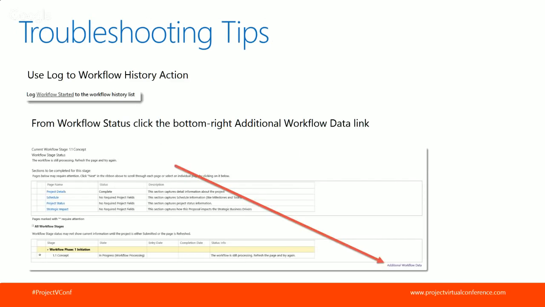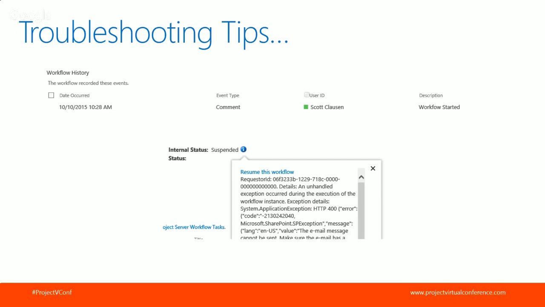So as you're testing, some quick troubleshooting tips. When you're looking at the workflow status page, if something goes wrong in your workflow, it's kind of hard to find on the workflow status page. It's the bottom right. There's a little link for additional workflow details, and that will show you this page. You want to look at what's called the internal status of the workflow, and if it's suspended or canceled or terminated, you can highlight that little information icon and it'll give you details of the error. Now when you're working with Project Online, this is one of the only ways you have for feedback because you can't go into event logs or things like that.